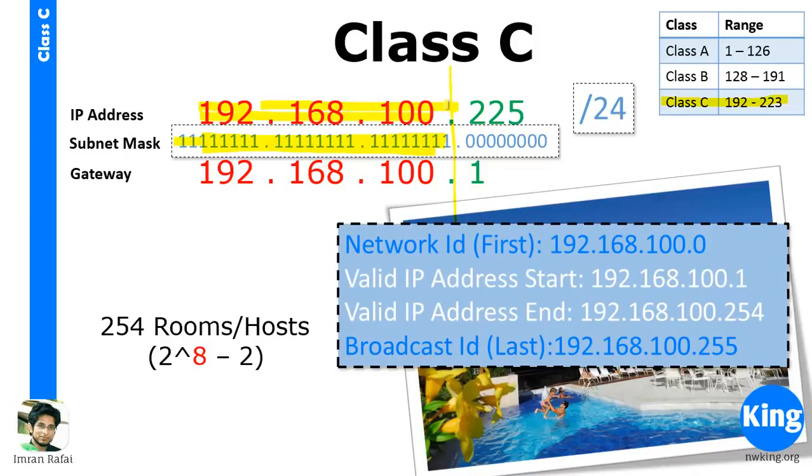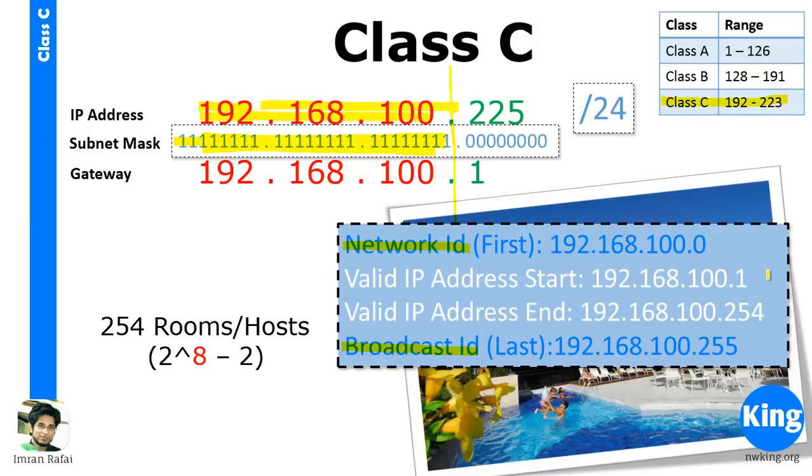Also, when the host is 0, that is the first IP address in the network, it is called the network ID. And if the host bits go to all ones, that is 255, it becomes the broadcast ID. So in this case, 192.168.100.0 is the network ID, and 192.168.100.255, which is the last IP in this network, is the broadcast ID. So valid IP addresses in this network are from 1 to 254.